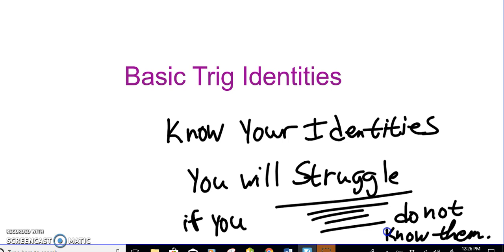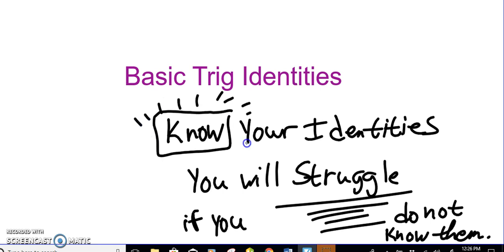So you don't have to write that part down in your notes. But with this, it's very, very important that you know your identities. Know them. Not know about them. Not cram them in your head and be like, well, I'm just going to keep them for now. Know them. Because you're going to have to know them in order to do the verification and stuff later on.